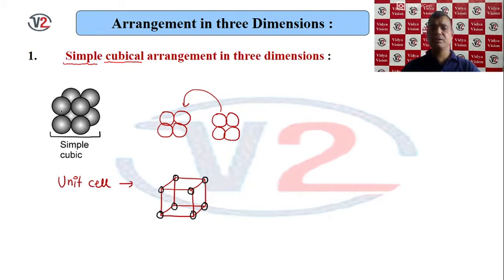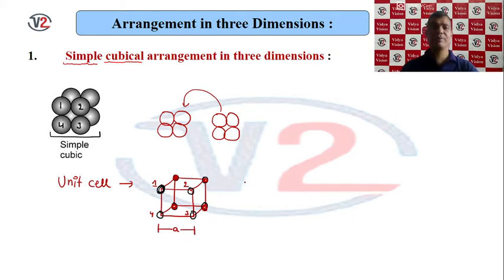This is particle number 1, this is particle number 2, this is particle number 3, and this is particle number 4. These are the particles of the front face. And there are four particles present on the back face. Here we can see that two particles are joined with each other. So if we determine the edge length, it will be equal to a.